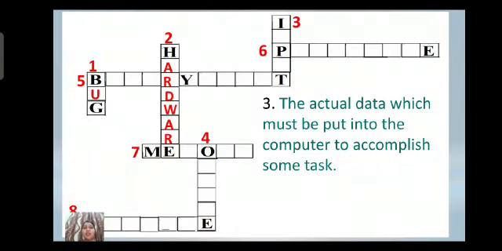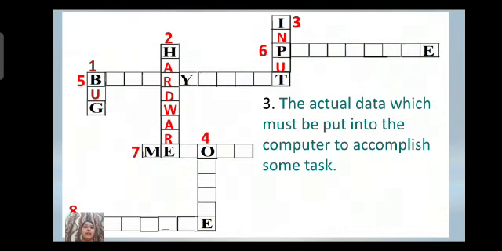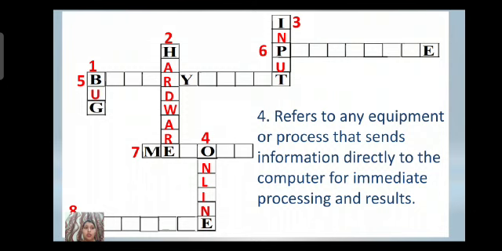So let's move to the third one. What is the third one? The actual data which must be put into a computer to accomplish some task. Anji, what do we call this data that we can put in the computer? We call this data as input. Is it okay? Next, we have seen so many equipments that send information directly to the computer.